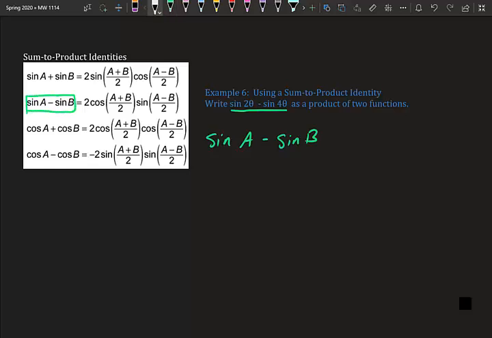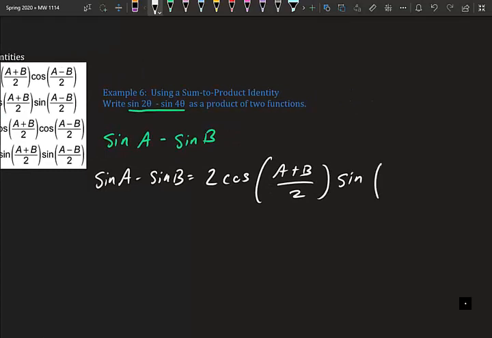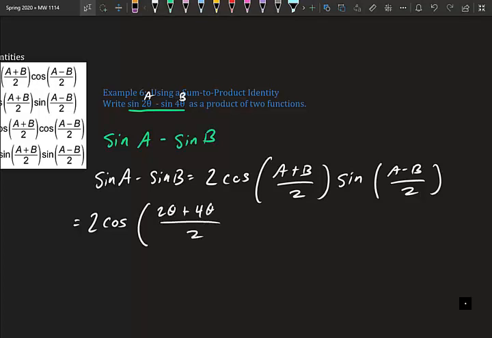So that means the identity we're going to use is sine A minus sine B equals 2 cosine A plus B over 2 times sine A minus B over 2. And that's our A, that's our B. So let's go ahead and plug it in. We have 2 cosine A, which is 2 theta, plus B, which is 4 theta, over 2. And then we have sine A, which is 2 theta, minus B, which is 4 theta, over 2.